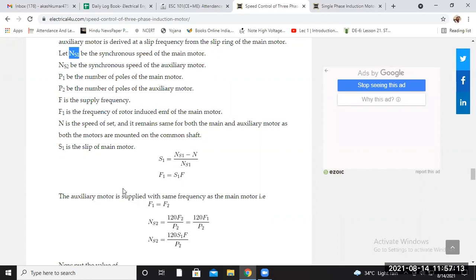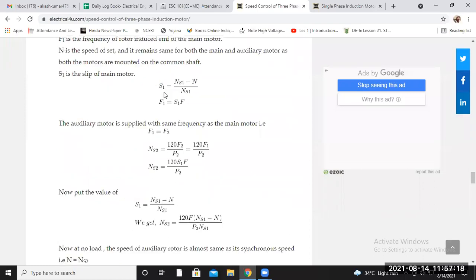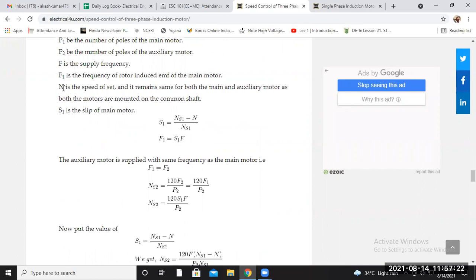Now as the auxiliary motor is supplied with the same frequency as the main motor, the frequency of the rotor part will remain the same, because both motors are rotating with the common speed, that is N. So the frequency induced in the primary of the auxiliary motor as well as the main motor will remain the same. That is F2 equal to F1.